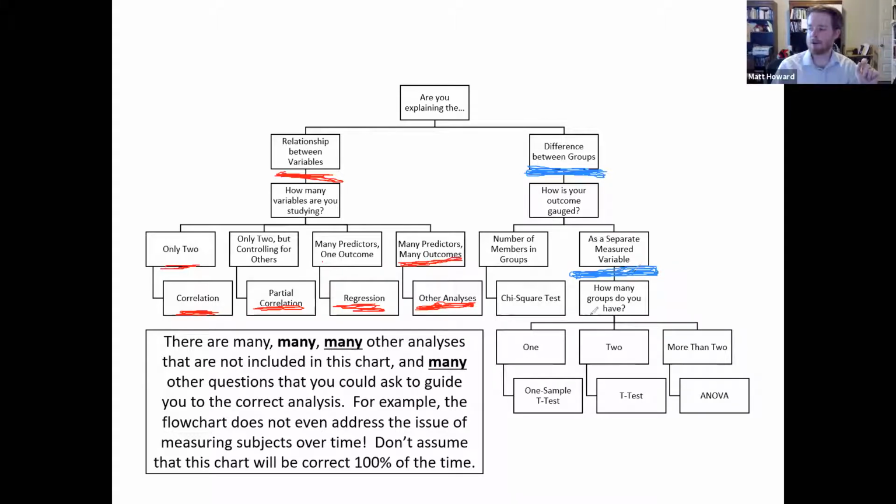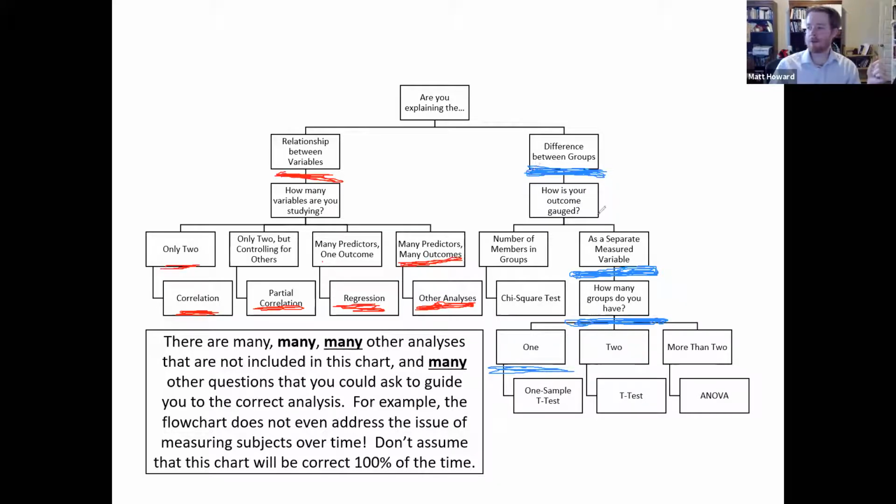And then as you'll see, the next thing you should ask yourself, if this is the case for your research question, is how many groups do you have? How many groups are you looking at? So if you know you're looking at the difference between groups, if you know your outcome is gauged as a separate measured variable, you should then ask yourself, how many groups do you have? How many groups are you interested in? And today we're going to start with when you just have one group. When somehow you're interested in looking at the difference between groups, and I know that sounds counterintuitive, but hopefully that will make sense in a second.